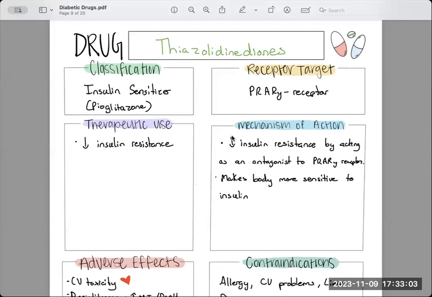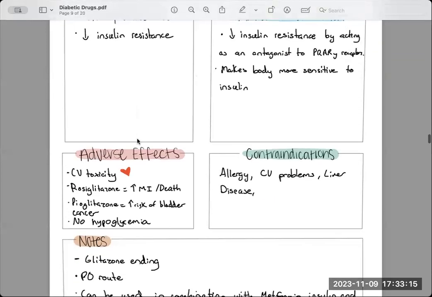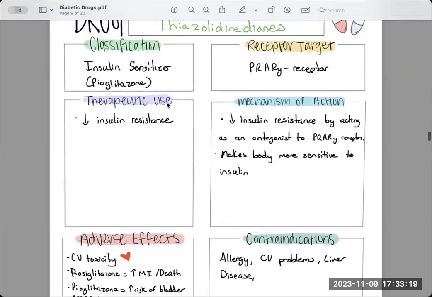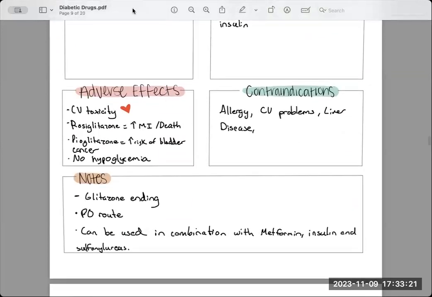All of these class of drugs, these thigh class of drugs, end in glitazone. That's why I said the G's can get a little confusing because there's a lot of G's, but glitazones are these insulin sensitizers, okay? But the problem with the glitazone ending drugs like pioglitazone is that it is cardiotoxic. I would remember that. It's cardiotoxic.